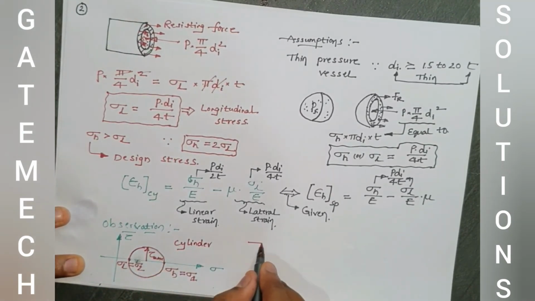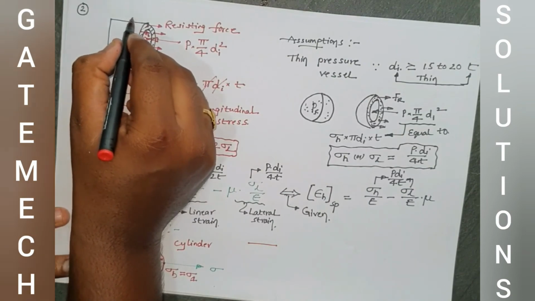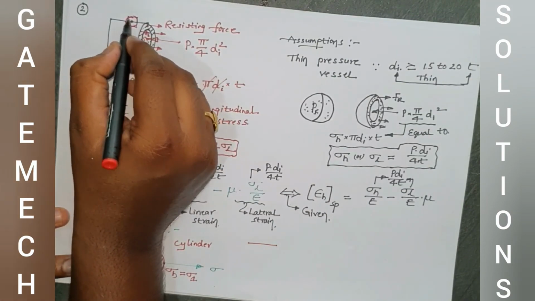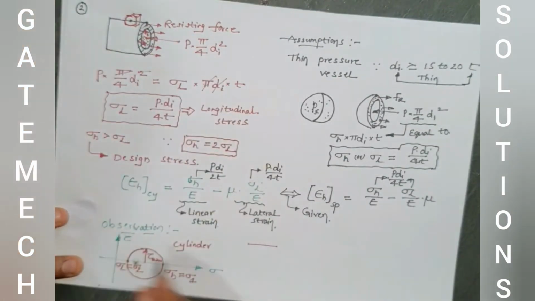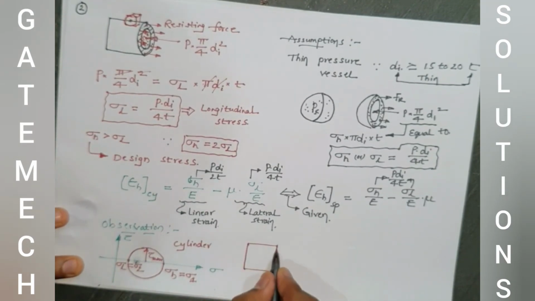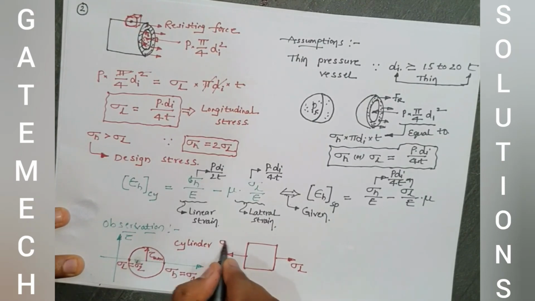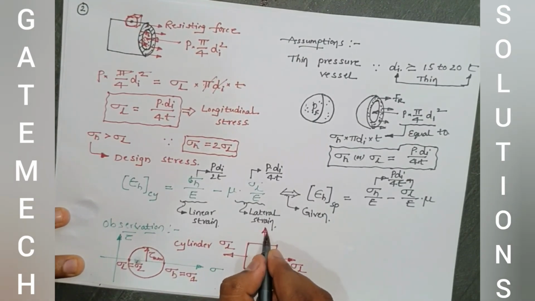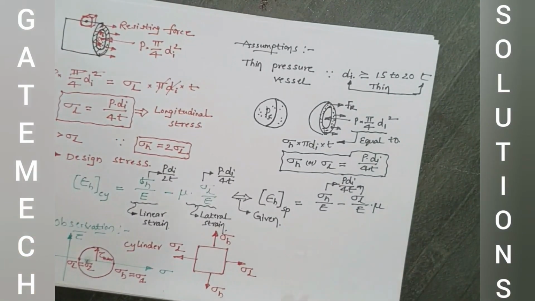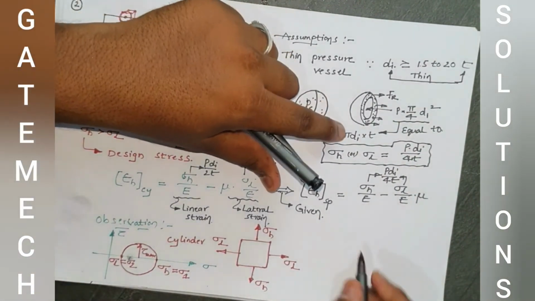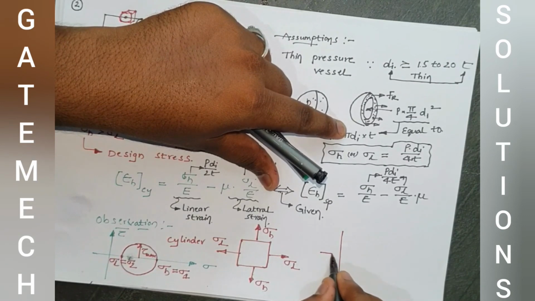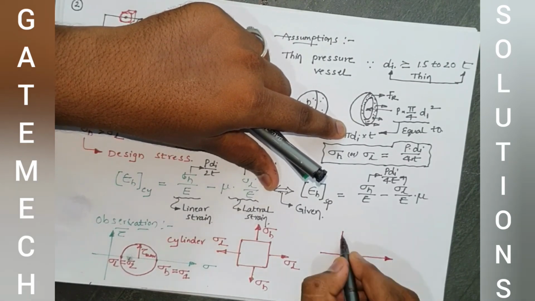If you want to draw the state of stress on the cylinder, consider any point on its circumference. In the x direction the stress developed is sigma L, but in the y direction the stress developed is sigma H. Both are tensile in nature. So this is the state of stress. Now if you want to draw the state of stress for a sphere, it's a very important point from the interview point of view.